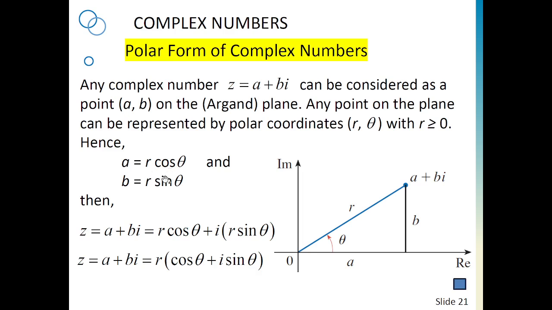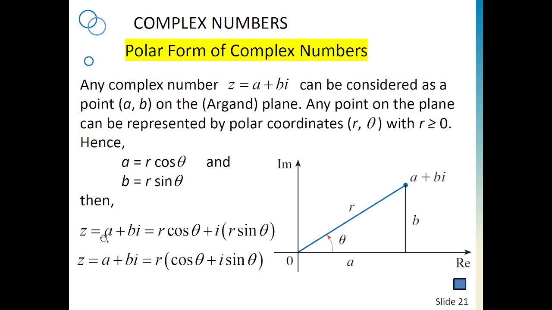a is r cos of the angle, so the angle that we make with the x-axis. Here it's also called the argument, but okay, it's just the angle of the ray with the x-axis. And b would be r sine, so this is exactly like our polar coordinates. That's why it's called the polar form of the complex number.